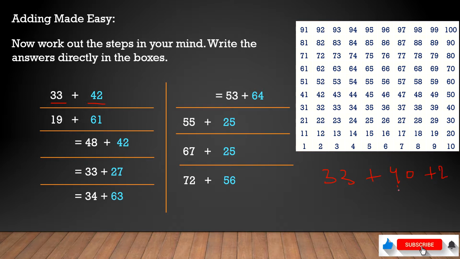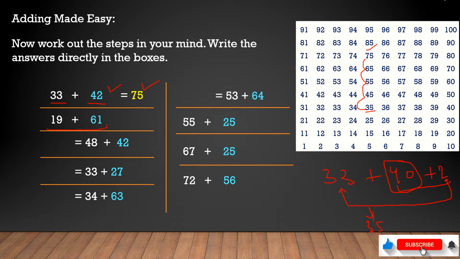Here I have split 42 into 40 plus 2. First we'll add 33 and 2. If you add 33 and 2, we get 35. And what is left over? 40 is left over. So to 35 we have to add 40 more. So 10, 20, 30, 40. It will take us to 75. That's how you can add these two numbers to get 75.